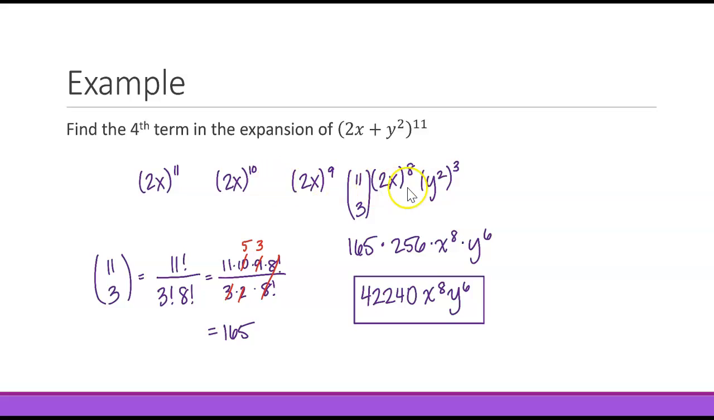So it did take a little bit of work, but definitely not as much as it would take to expand this whole thing out and then just look at that 4th term in the standard form of the answer.